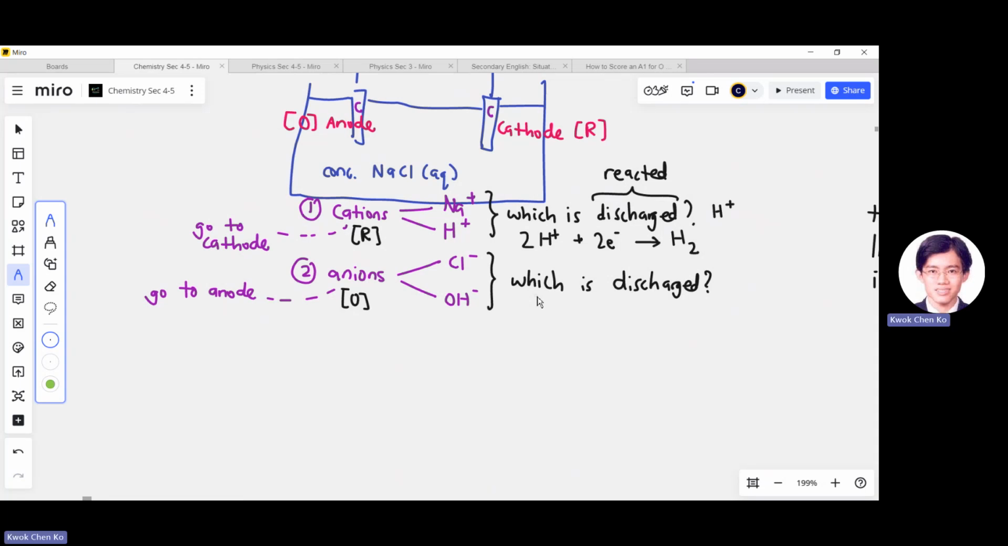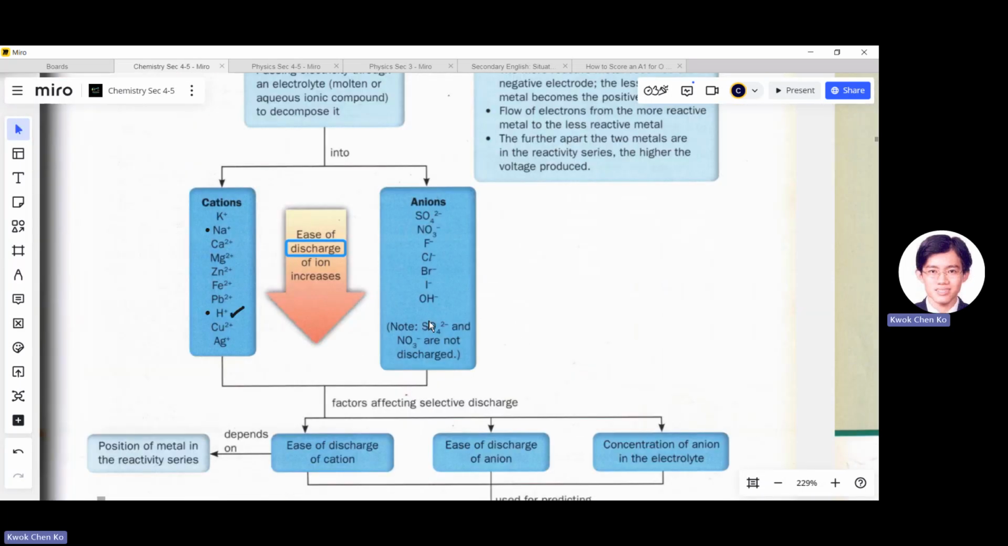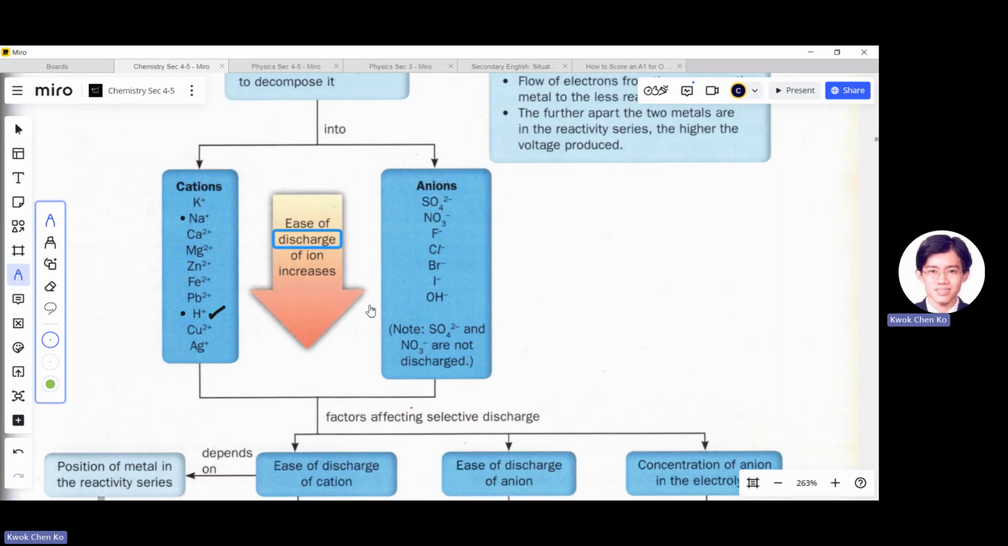But anions. Get these two guys. Look at your list. Chloride and hydroxide. Where are they? Oh, this one is tricky. Try to follow. Chloride is here. Hydroxide is there. Ordinarily, who is going to get discharged? If I look at this table, this guy, right? Ease of discharge increases downwards. So whoever is lower will get discharged more. But the 'but' is important.